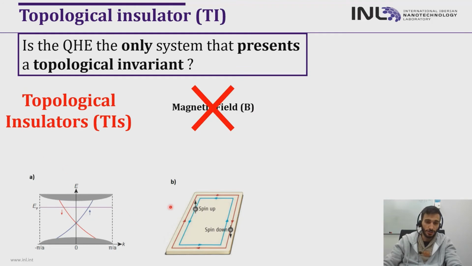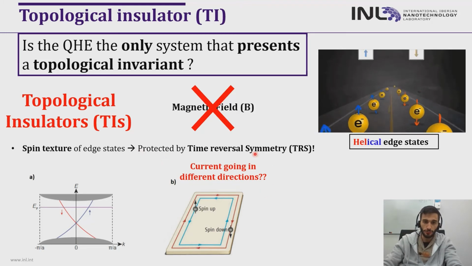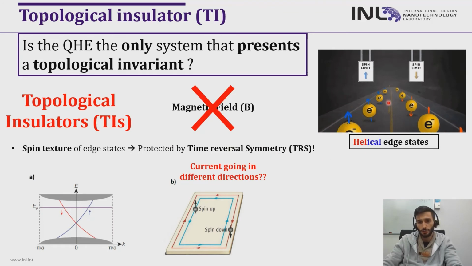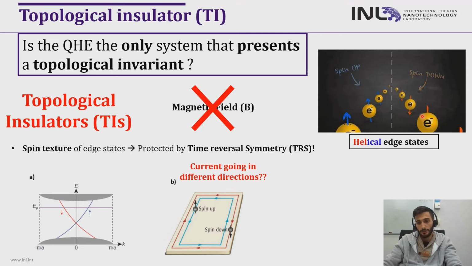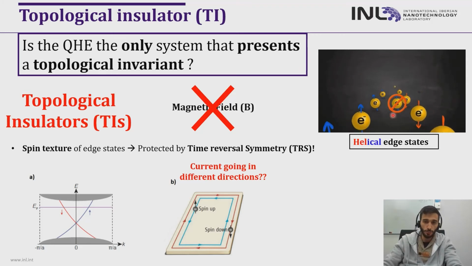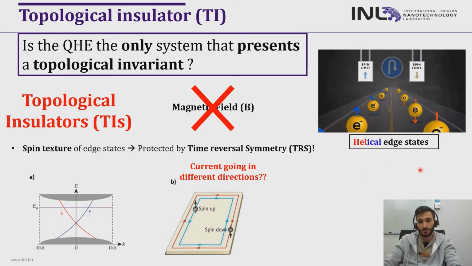These edge states are spin textured, meaning that spin up goes in one direction and spin down goes in the other direction. And even if we have currents going in different directions, this is possible because, due to the protection of time reversal symmetry, an electron cannot interact with the other if they have opposite spin, because this would break the symmetry of the system. So we have helical edge states.